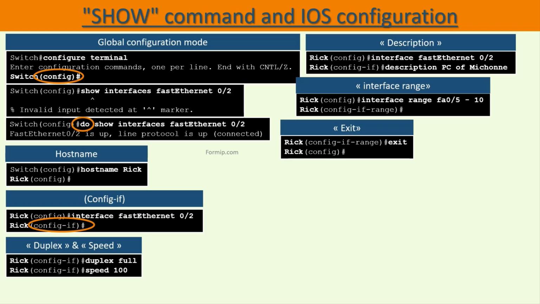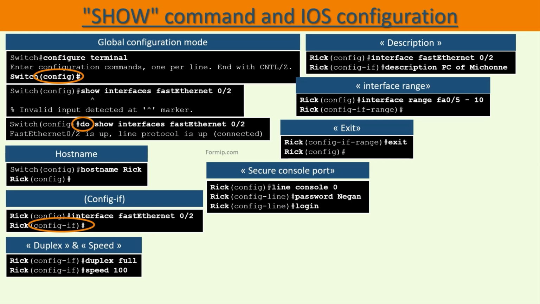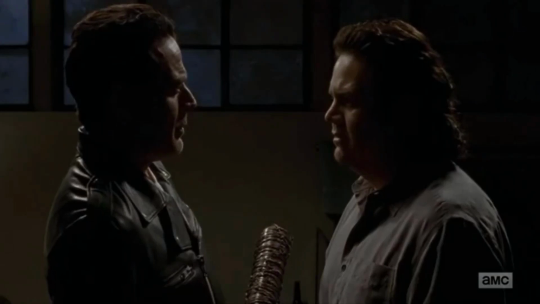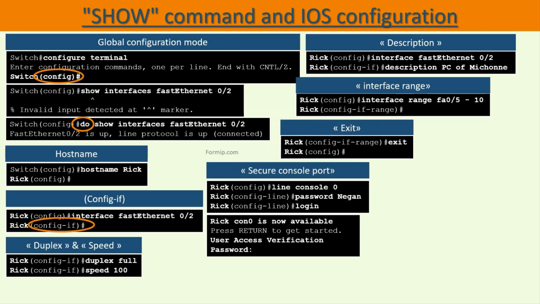To prevent everyone from connecting to the switch, we will protect it by defining passwords. Let's start by securing the console port. The line console 0 command allows you to enter the console port configuration mode. Then the password is set up with the password command, and finally the login command activates it. Now every time someone logs into the equipment console port, the iOS will ask for the password.